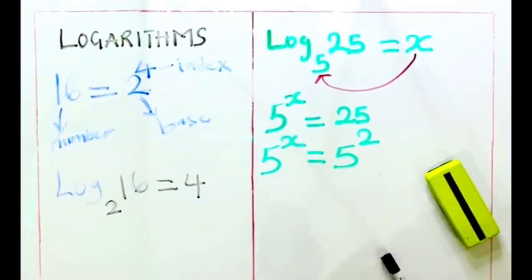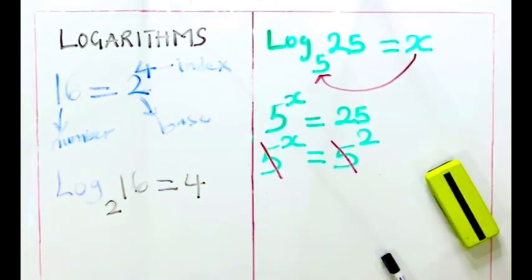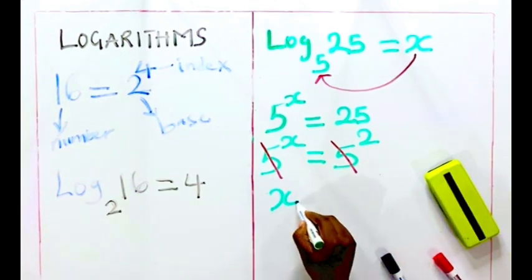Now the bases are the same. Whenever the bases are the same, they cancel out. 5 cancels out 5, and you are left with x equals 2.